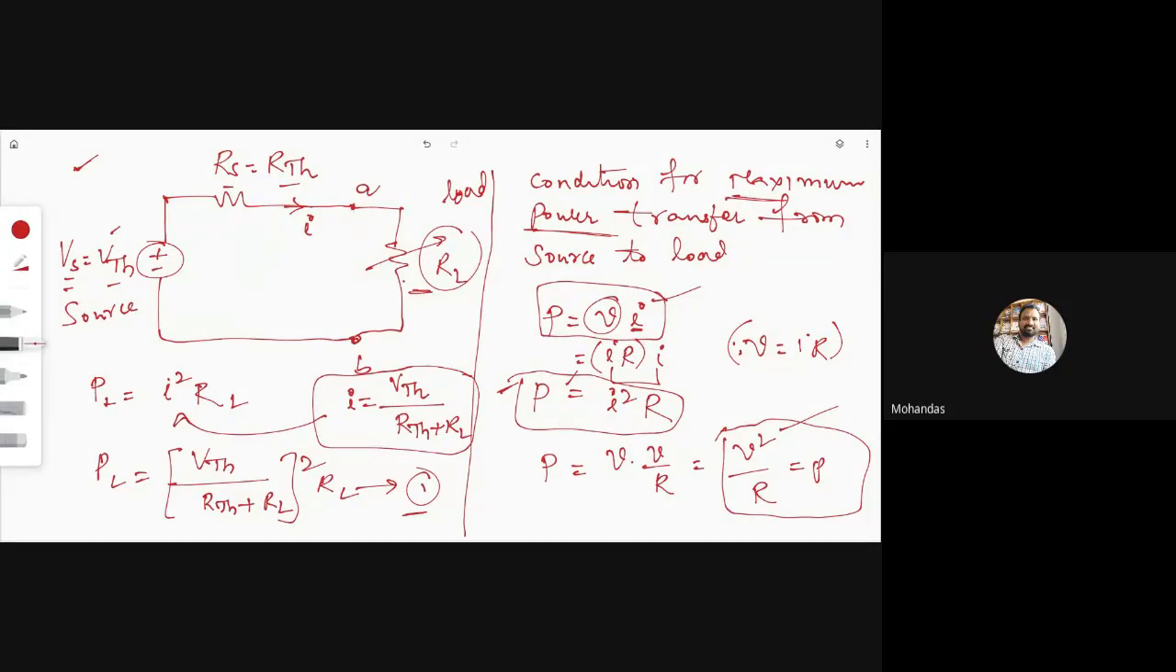I will continue the derivation because we are going to derive the condition at which the maximum power transfers from source to load. Once we get the condition, then we'll go for the statement and we will solve one problem.